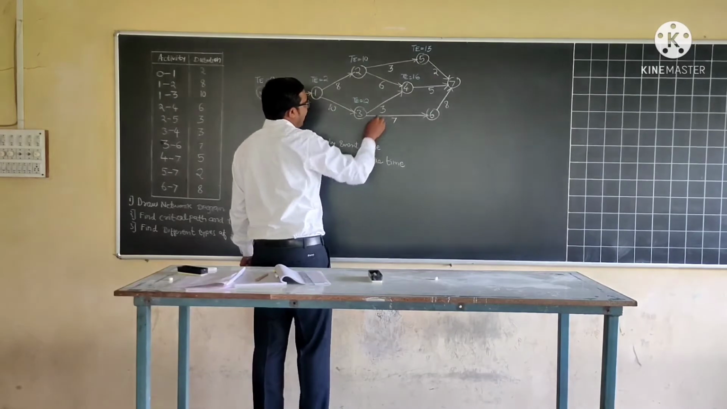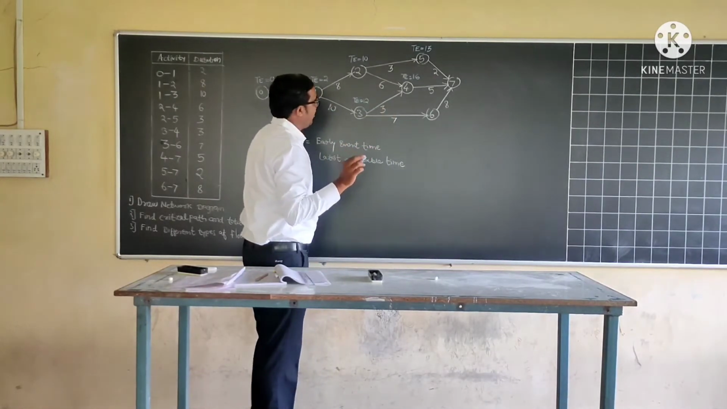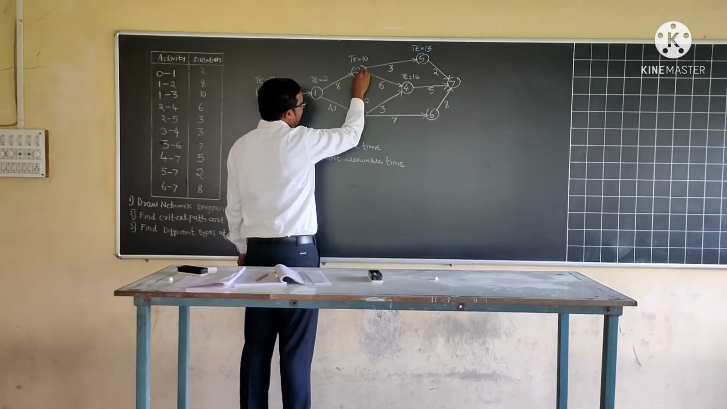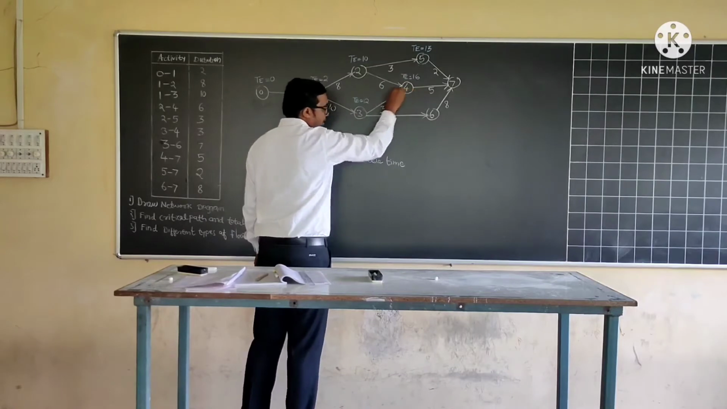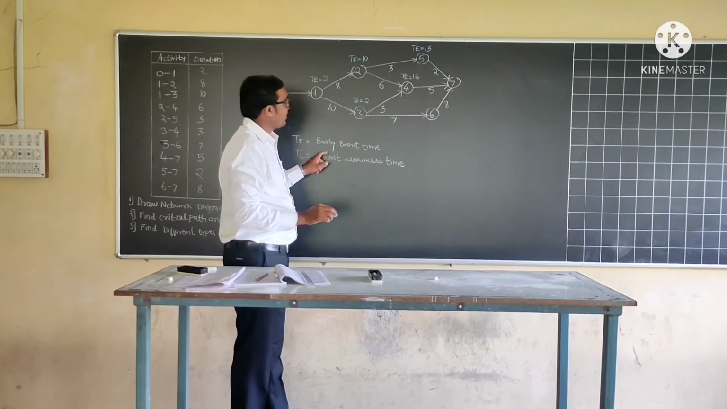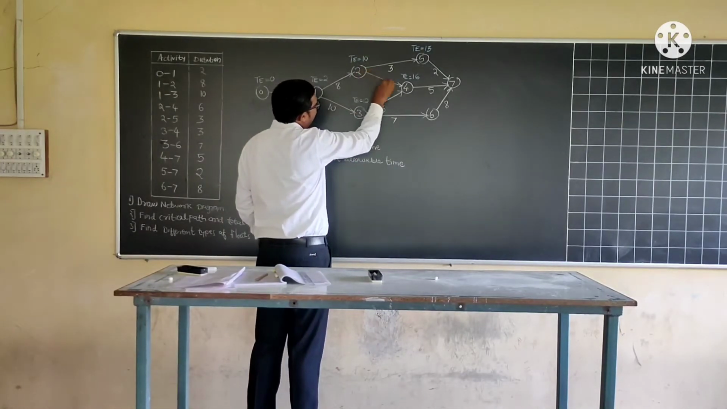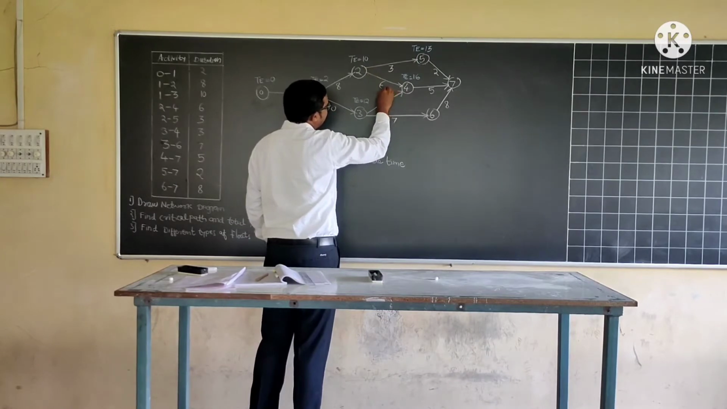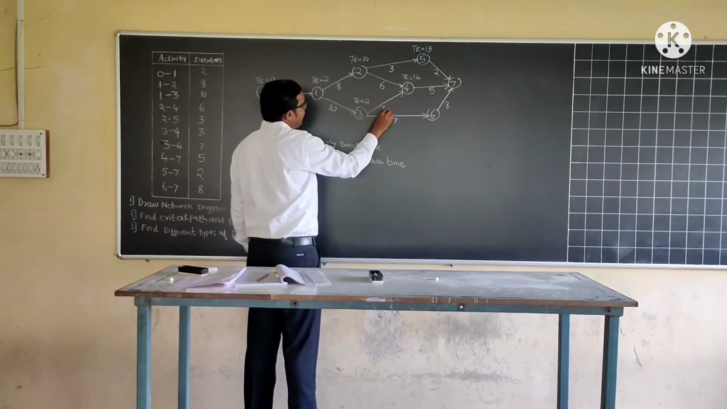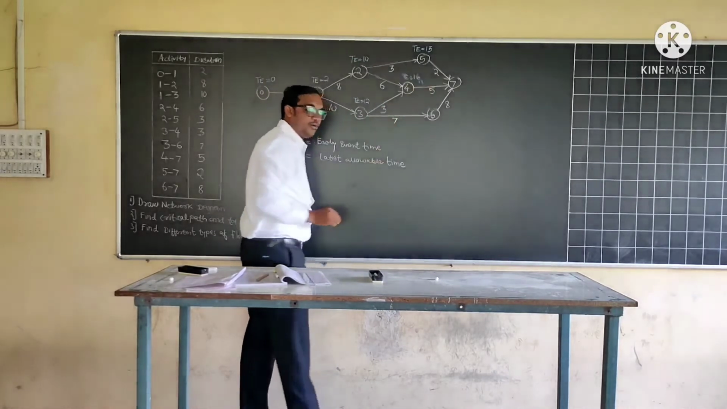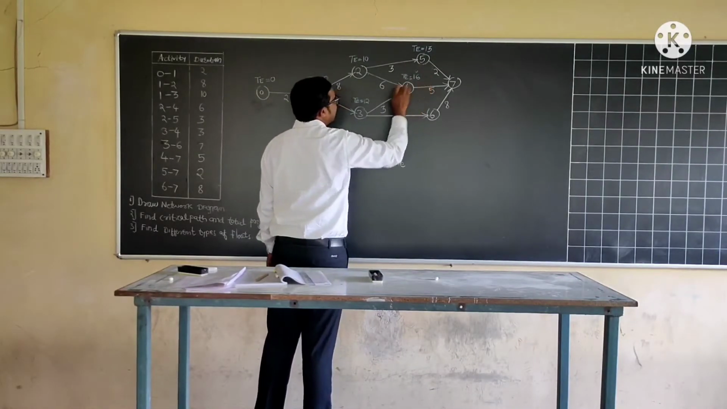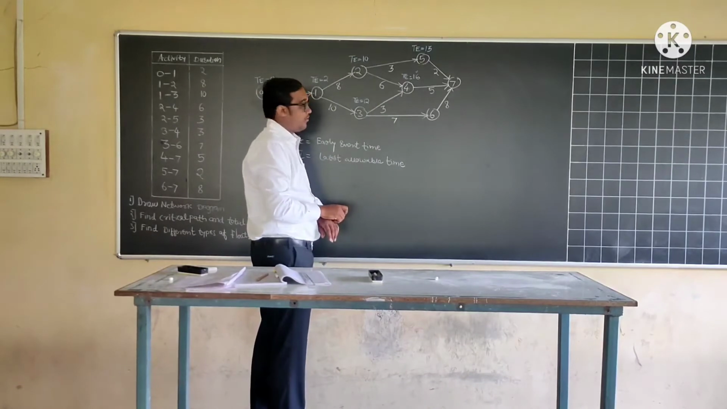Again we have to consider one thing. At event number 4, two activities come: activity 2 to 4 and activity 3 to 4. So we have to consider the maximum value for early event time. From 2 to 4, 10 plus 6, total 16 days, and from 3 to 4, 12 plus 3, 15. So we take the maximum value, 16, as the TE for event number 4.